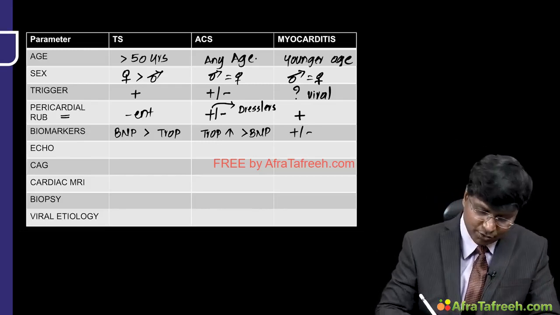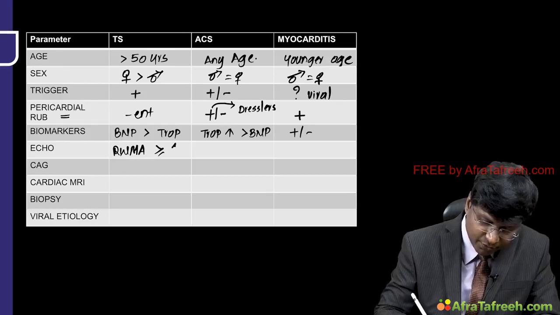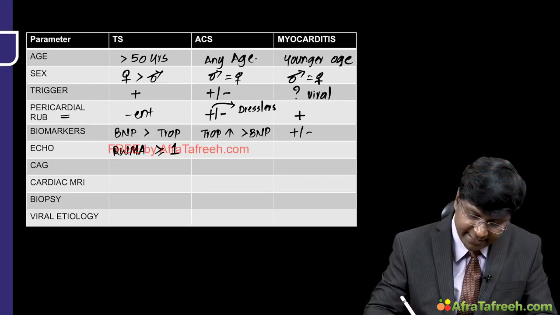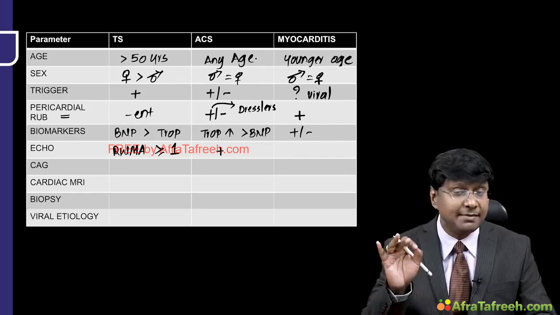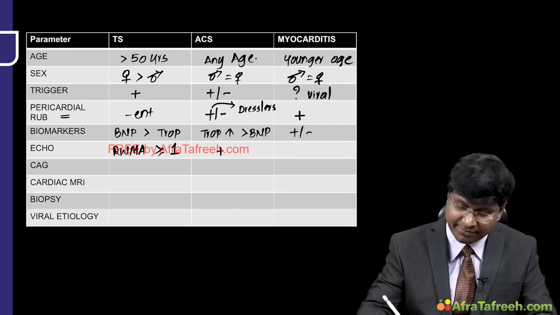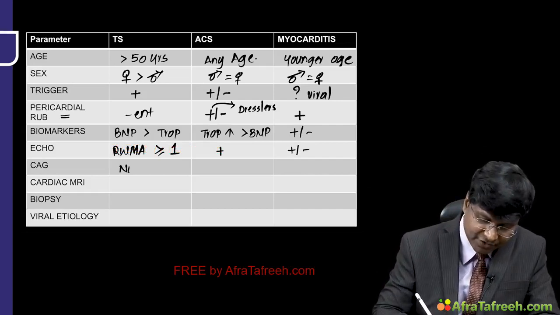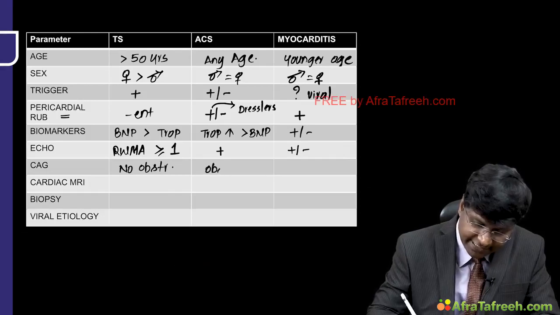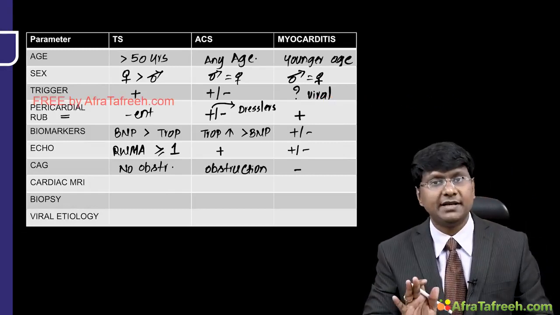And echo will show the regional wall motion abnormality, which is present in a distribution of more than a single epicardial coronary artery. And even in acute coronary syndrome, the regional wall motion abnormality will definitely be present. Whereas in myocarditis, it may or may not be present. Coronary angiogram, there is no obstruction in case of Takotsubo cardiomyopathy. Whereas in acute coronary syndrome, definitely there should be an obstructive coronary artery disease. Whereas in myocarditis, the obstruction will not be there in the coronary angiogram.